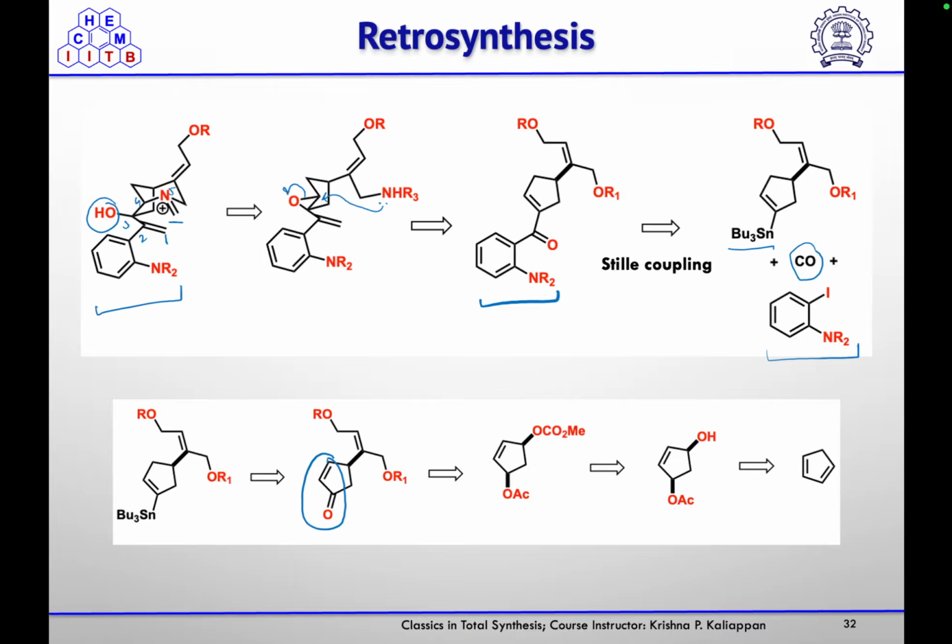Then this enone they are planning to get from the corresponding cyclopentene and monoacylated cyclopentene diol, which further could be obtained from the corresponding cyclopentadiene.